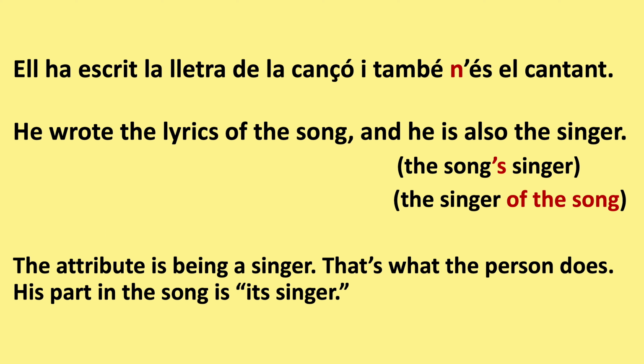Such as in the example, ell ha escrit la lletra de la cançó, i també n'és el cantant. He wrote the lyrics of the song, and he is also the singer. So he is also the song singer, or the singer of the song. What he does, or his job in the song, is being a singer. The attribute is being a singer. That's what the person does. His part in the song is its singer.